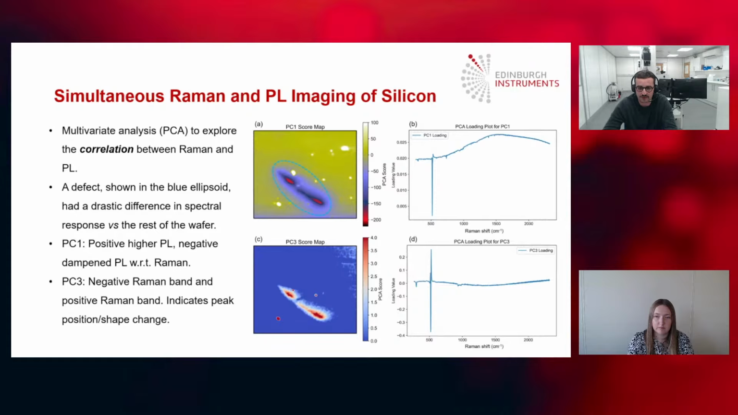PC1 separated regions of higher PL, which had positive scores on the loading spectrum, from dampened PL relative to Raman, which had negative scores. We know this because in the PC1 loading spectrum, the Raman feature is below 0, it's negative, and the PL feature is positive. So in this image, the features that are negative have basically lower PL relative to Raman, the red purpley regions. And then when we look at PC3, this shows changes in the Raman phonon mode shape and position. This is indicated by the opposite-signed Raman features in the PC3 loading plot here. So you have a peak going down, a peak going up. That shows that the peak's changing essentially.